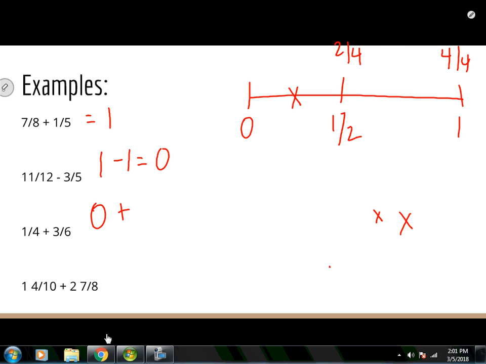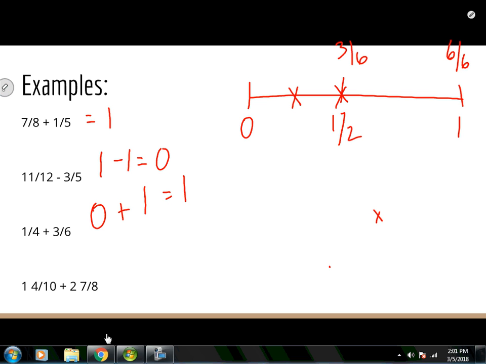Plus 3/6. 6/6 would be a whole, and then 3/6 would be half. So if this is exactly half, we say if it's half or greater, we round up to the nearest whole number, which is 1. So 0 plus 1 is equal to 1.